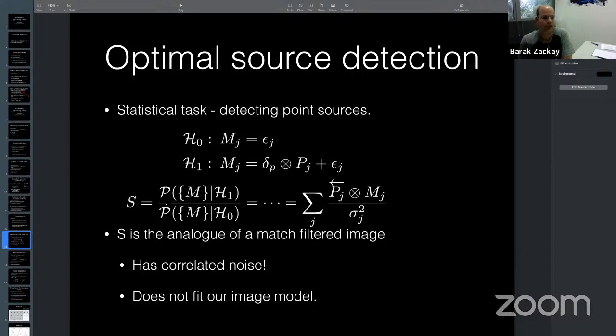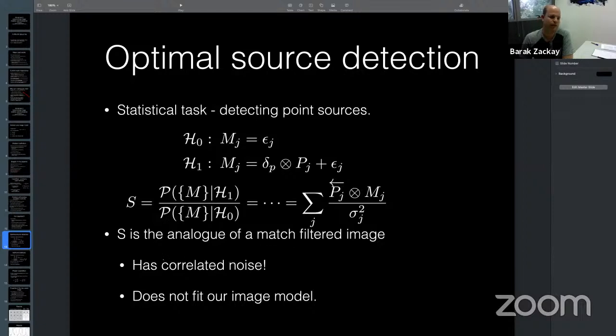So basically you are taking the probability of all the images given there is a signal, and dividing by the probability of all the images given that there is no signal. And with algebra, you get the well-known matched filter solution, with a sum over j, because you have j images, and this match filter applies j times, and these are the coefficients.